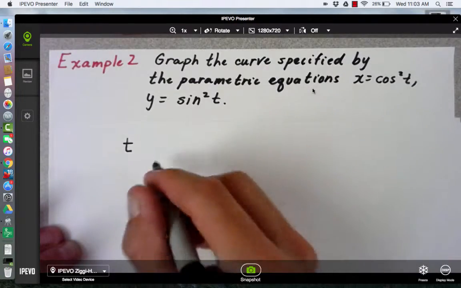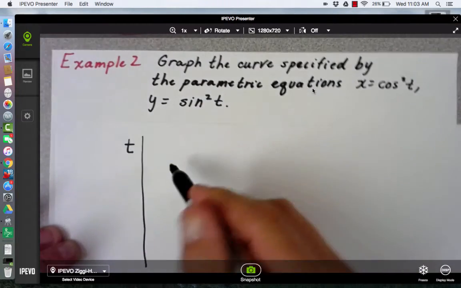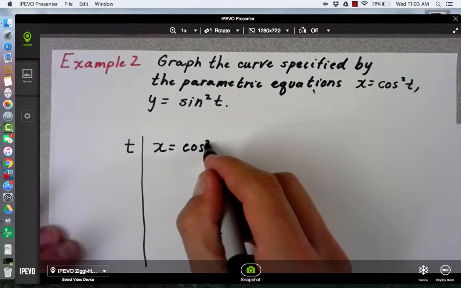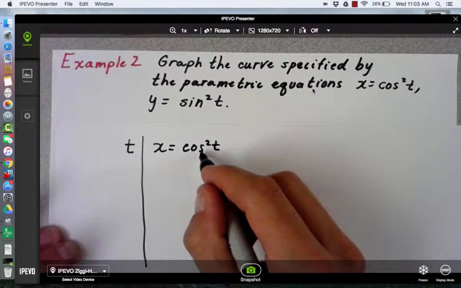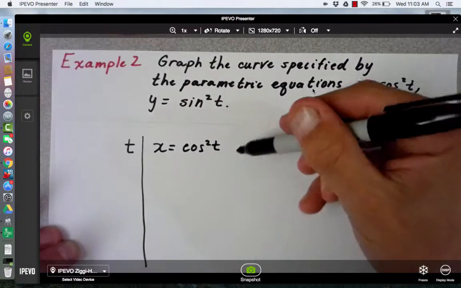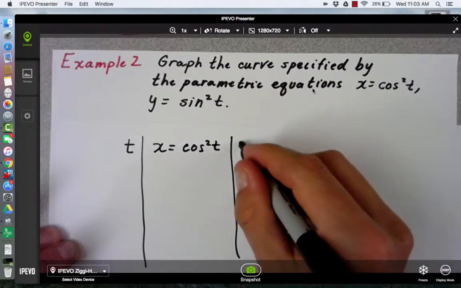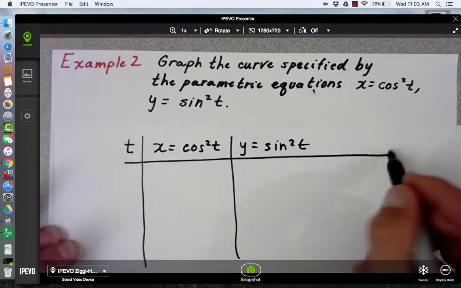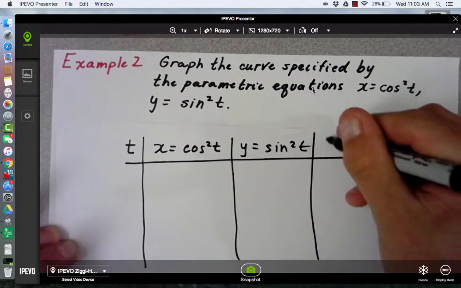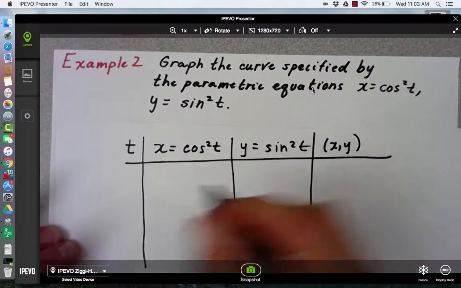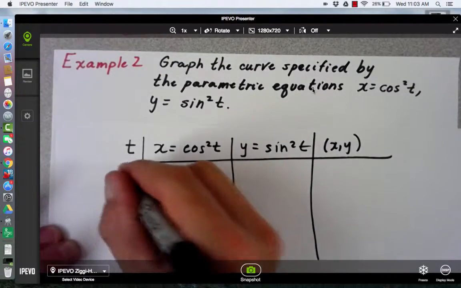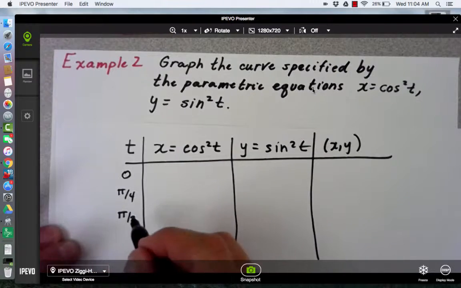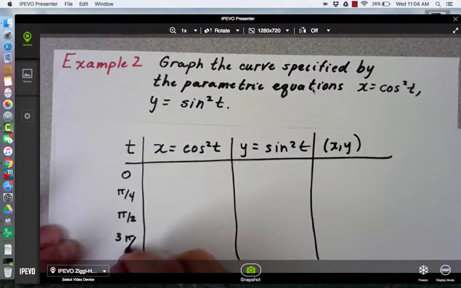So I have t, and I've got to be very specific on what my t's are. Then we have x equals cosine squared t, and our y value is sine squared t. Now we're going to use specific values: 0, pi over 4, pi over 2, 3 pi over 4, and pi.